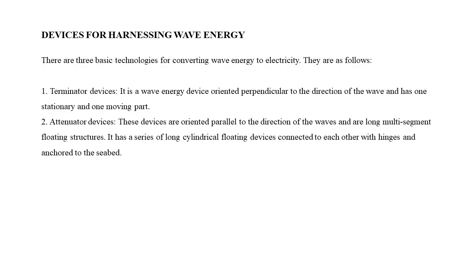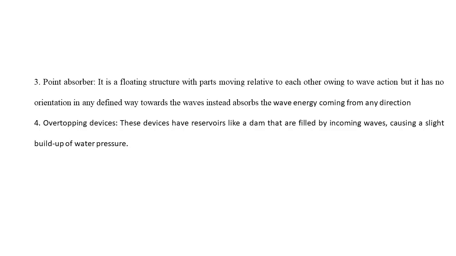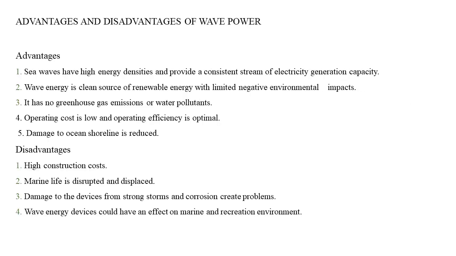structures. It has a series of long cylindrical floating devices connected to each other with hinges and anchored to the seabed. Point absorber. It is a floating structure with parts moving relative to each other owing to wave action, but it has no orientation in any defined way towards the wave. Instead it absorbs the wave energy coming from any direction. Overtopping devices. These devices have reservoirs like a dam that are filled by incoming waves, causing a slight buildup of water pressure.